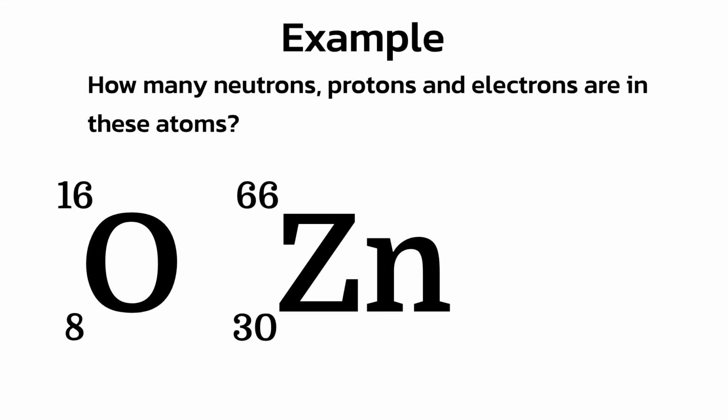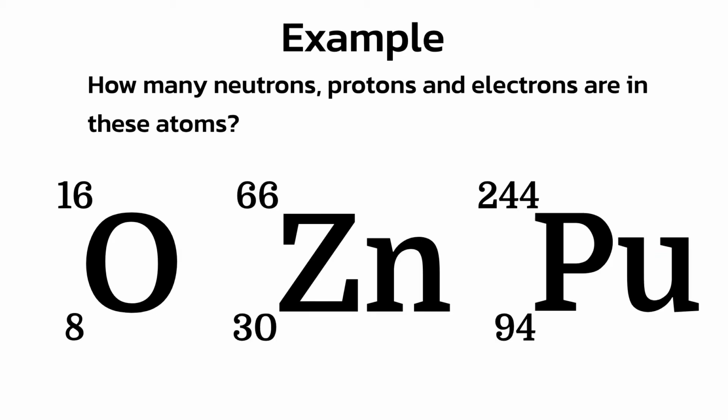Now try these examples yourself. How many neutrons, protons and electrons are in these atoms? Pause the lesson and restart when you're ready to check your answers.